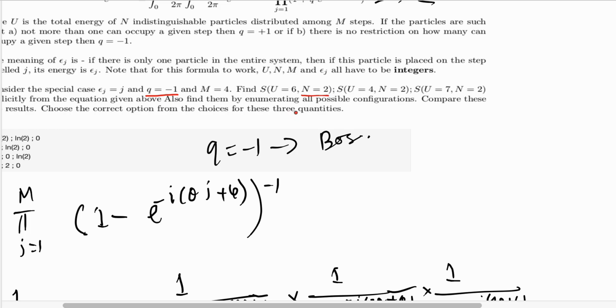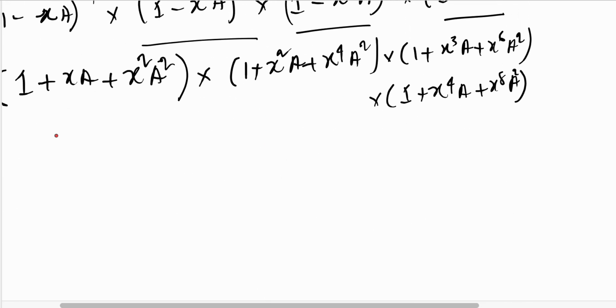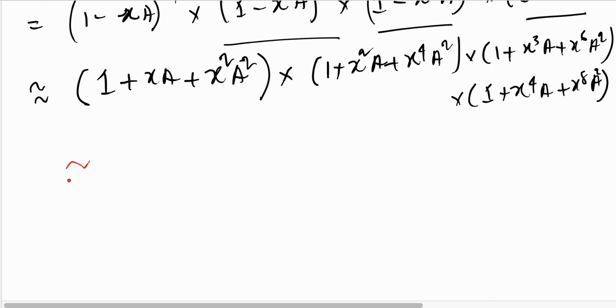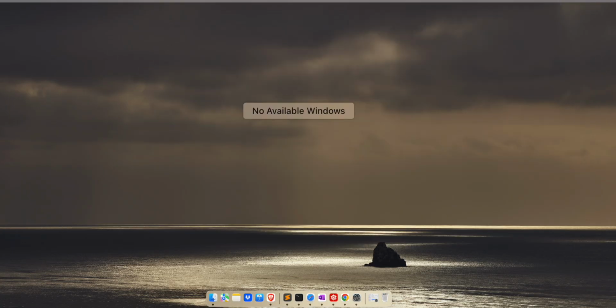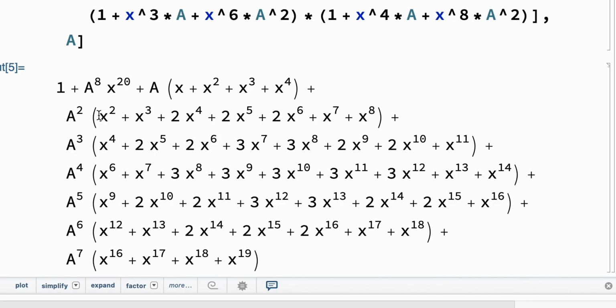So I have to keep only that term and we can forget about all the other terms, because all the other terms of the series will give zero contribution. The contribution only comes from the term which is a square, right? Then if we expand, I will only write the series of a square. What is a square? x square plus x cube plus 2x to the power 4, 2x to the power 5, 2x to the power 6, x7, x8. Okay, write it down.